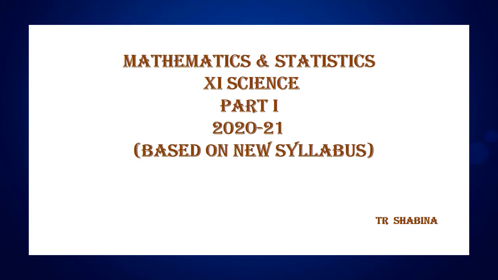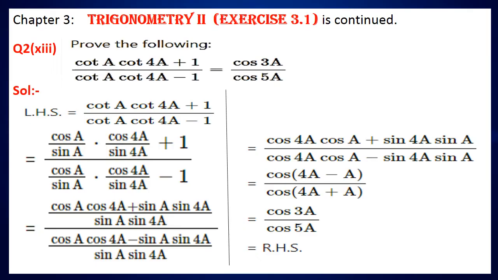Students, today we are solving the remaining sums of exercise 3.1 of the lesson Trigonometry 2. Question 2, 13th one. Prove the following: (cot A cot 4A + 1)/(cot A cot 4A - 1) is equal to cos 3A upon cos 5A. We know that cot theta is equal to cos theta upon sin theta.